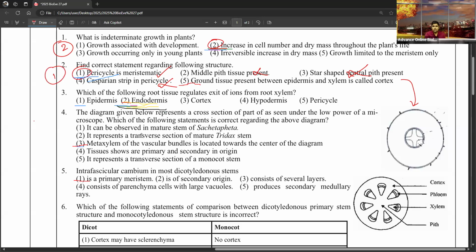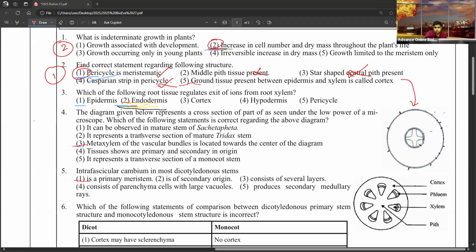First one. They're asking for the correct statement, right? Pericycle is meristematic, yes. Middle pith tissue is present, no. Star-shaped is the xylem, yes. Casparian strip is in the endodermis, not the pericycle. Ground tissue between epidermis and endodermis is the cortex.